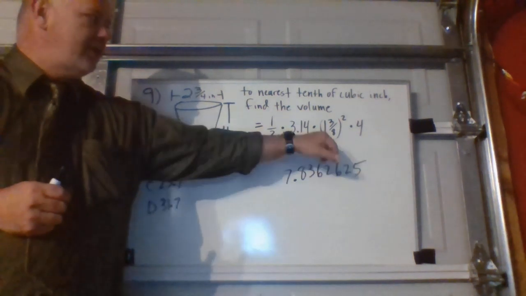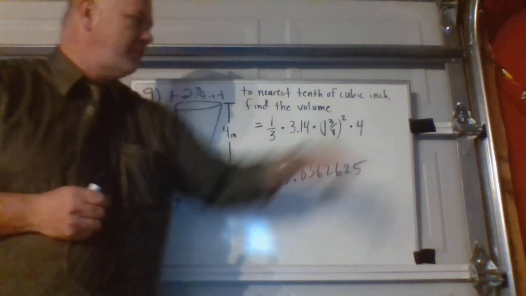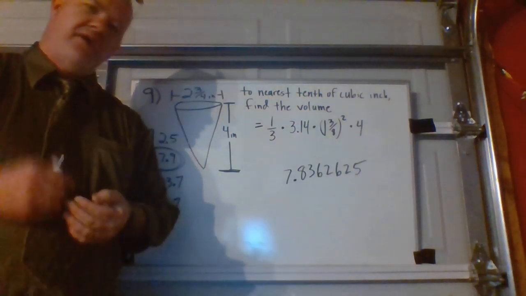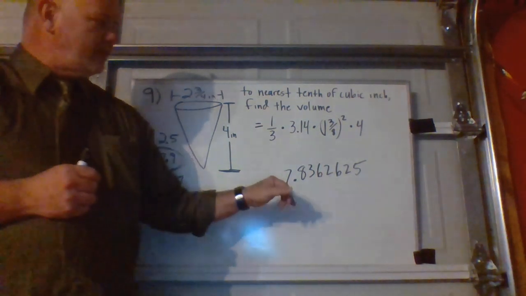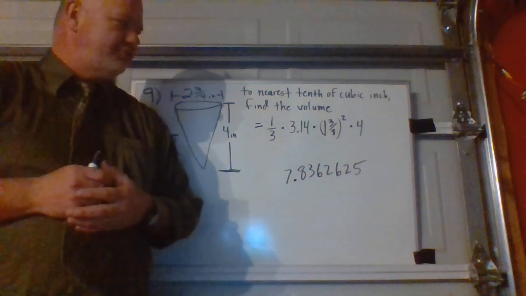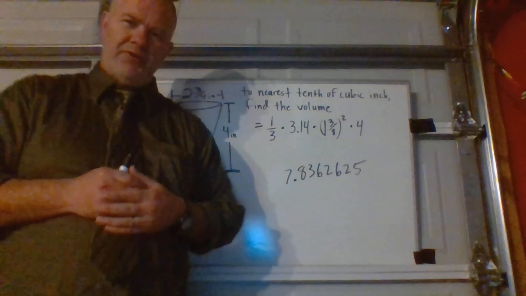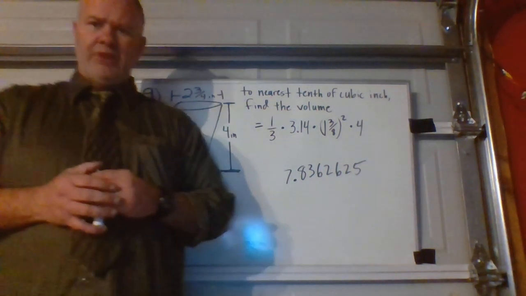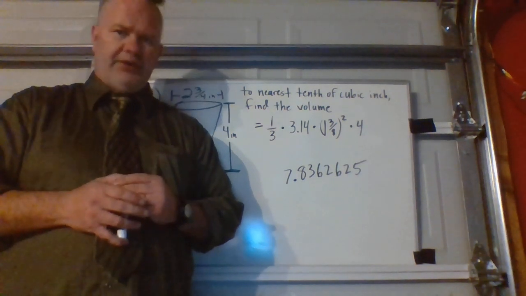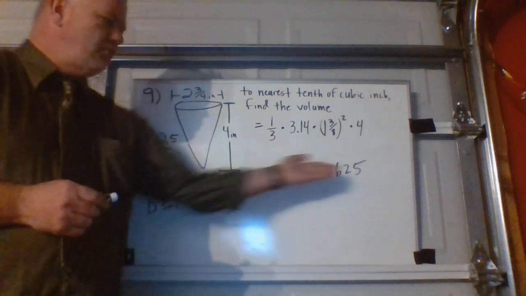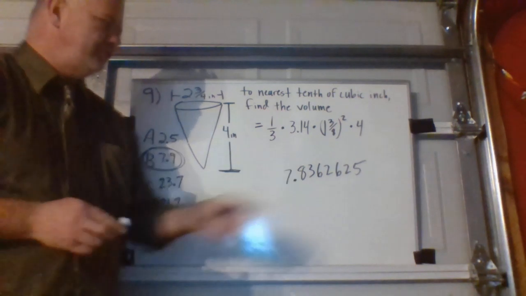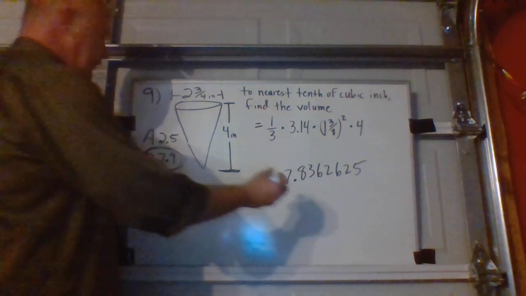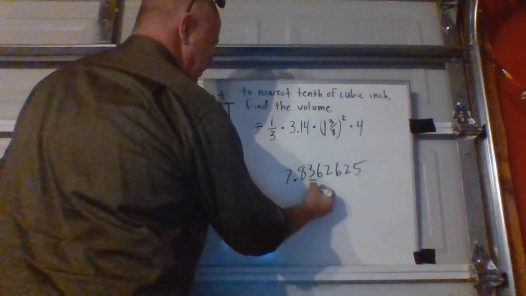Either way, we take that number and we square it and we multiply times 4. When I was done entering all of this information, the calculator gave me an exact answer of 7.8362625. We will never, ever have to be that precise in the world of GED mathematics. They don't want you to do this. What they did, as you can see, is they rounded to the nearest tenth.